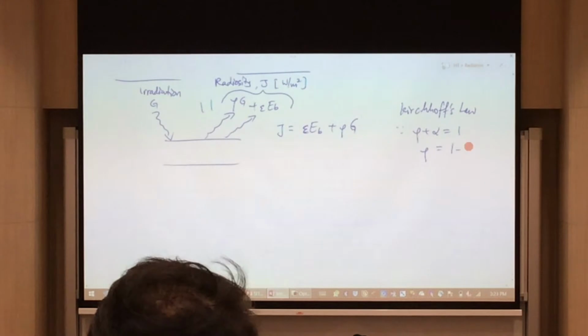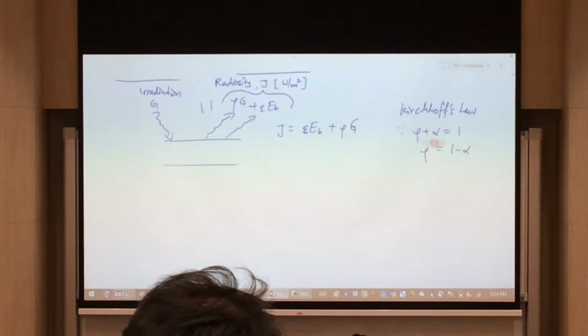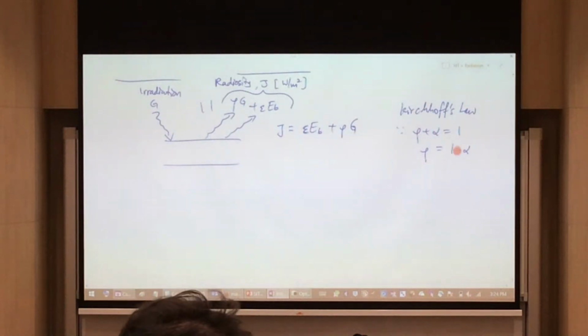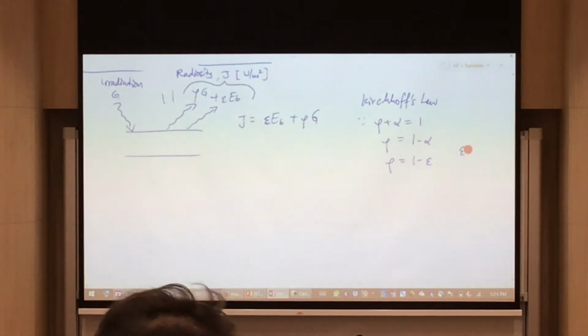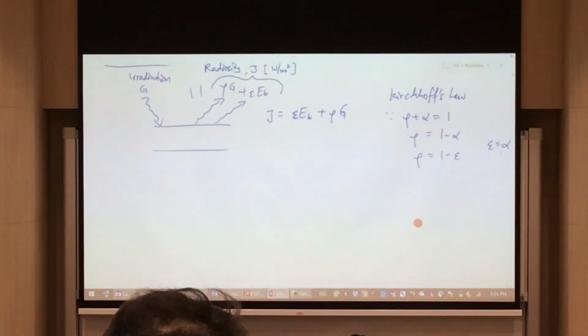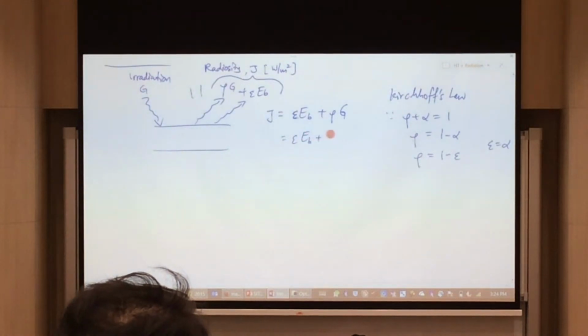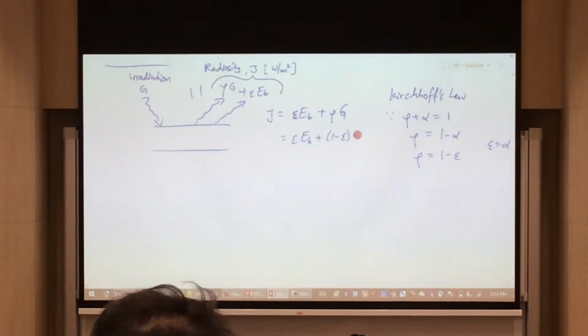will be equal to 1 minus alpha, because there's nothing that's transmitted. So rho plus alpha, the tau is equal to 0. So rearranging that, rho will be equal to 1 minus epsilon. Right? Because Kirchhoff's law says that your epsilon is equal to alpha in an enclosure. So I'm going to replace this rho by 1 minus epsilon. So I'm going to get this 1 minus epsilon G.